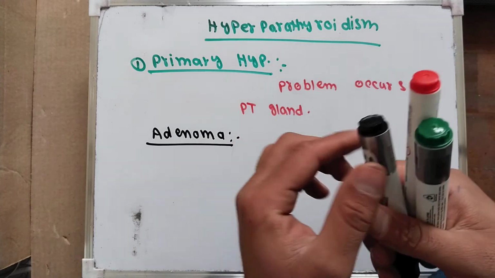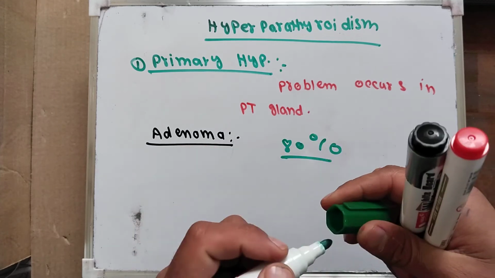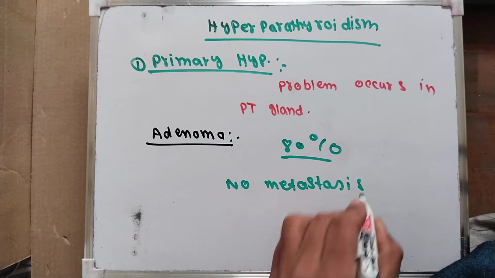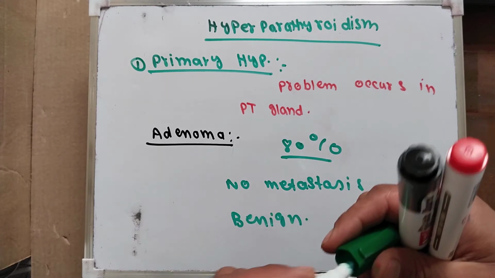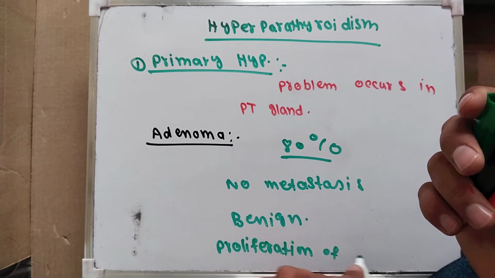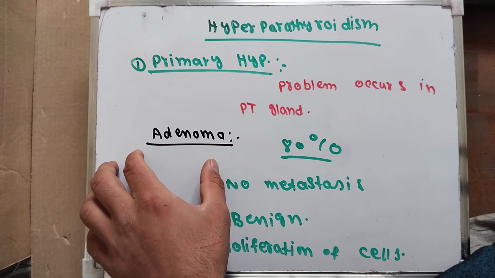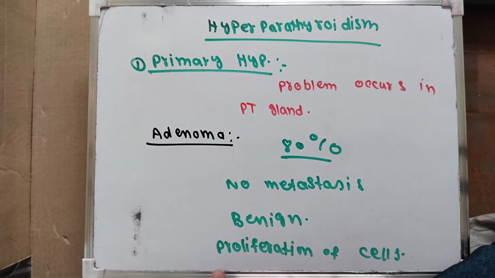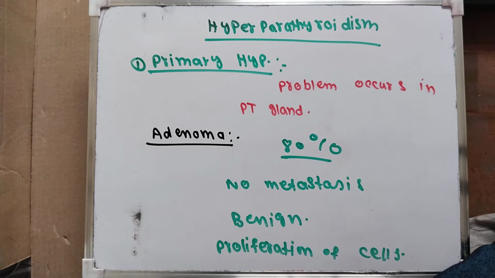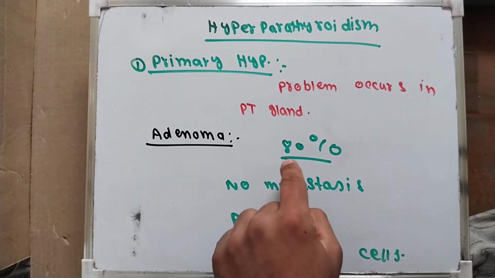Another point to be noted is that 80% of primary hyperparathyroidism occurs by adenoma, but no metastasis occurs, and this is benign. What actually happens is proliferation of cells of the parathyroid gland, and a large amount of parathyroid hormone is produced. So most of the primary hyperparathyroidism is contributed by adenoma, making up 80%.